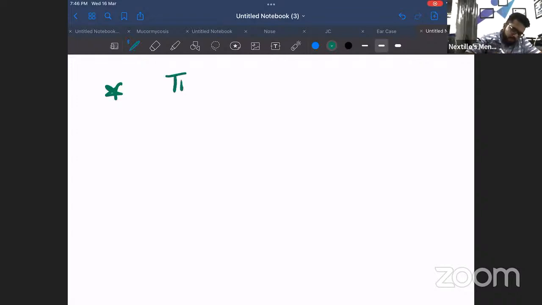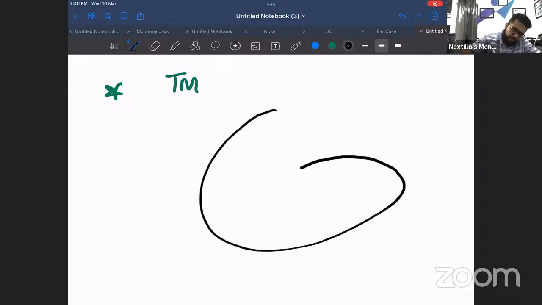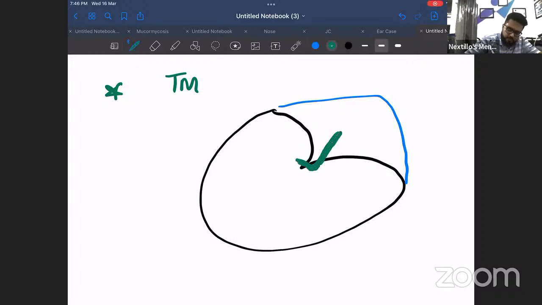So coming to the tympanic membrane, if I am drawing it like this, there's a concept which might be helpful for you all. Here will be the lateral process of the malleus. Then here will be the handle of the malleus. Then this point is called the umbo. This is called the umbo.